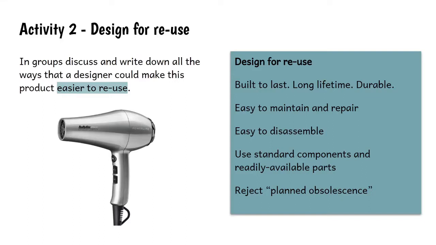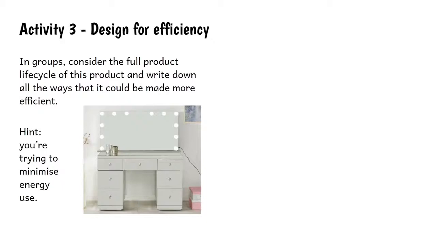The final thing that we're going to look at here is the idea of designing for efficiency. Now, efficiency is all about energy use. Okay, and what we've got here is a picture of a kind of dresser table with a kind of illuminated mirror, something like you get in the theatre, right?